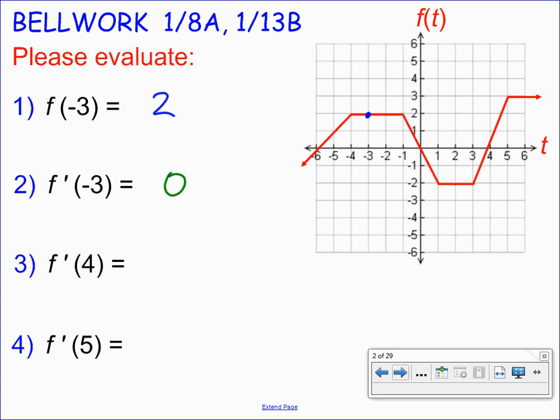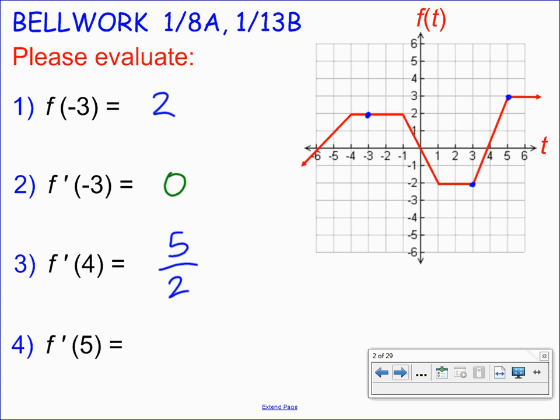f prime of 4 refers to the slope of the original function f when x equals 4. And what did you get for that? Anna? 5/2. And we could get that because it was a line segment. We could count 1, 2, 3, 4, up 5 and over 1, 2, so 5 halves. Nice job. Raise your hand if you had 5 halves for number 3.